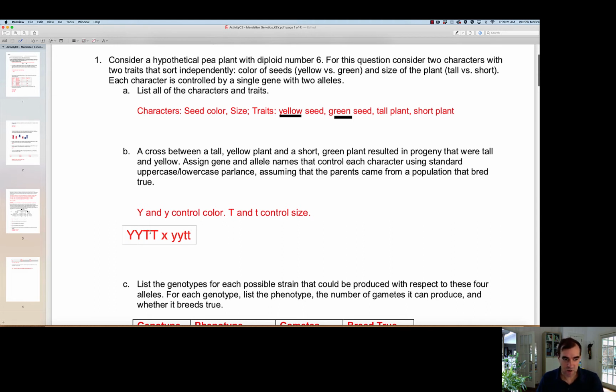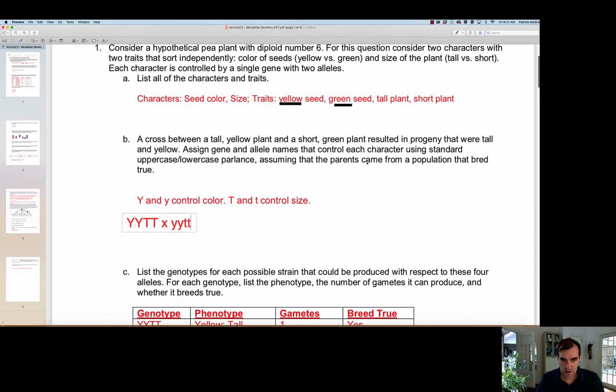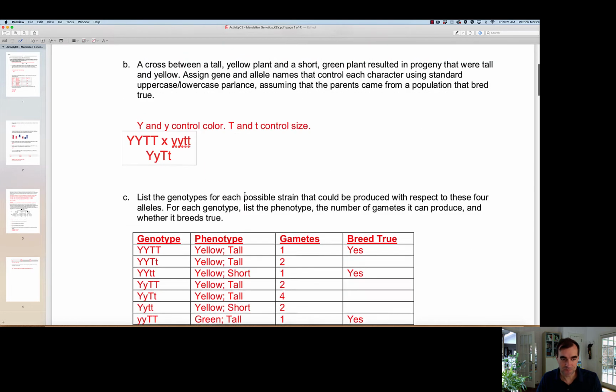a tall yellow plant, a short yellow plant, and does this make sense? So the offspring of this would be genetically identical. They'd be heterozygotes, and they're tall and yellow. So basically that means that the tall is dominant and the yellow is dominant.